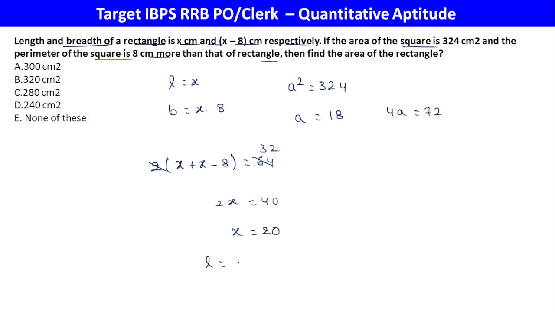Length is 20, breadth is 20 minus 8, which is 12. Find the area of the rectangle. Area is length into breadth, 20 times 12, 240 centimeter square. Option D is the final answer for this question. Correct? Yes. Next question.